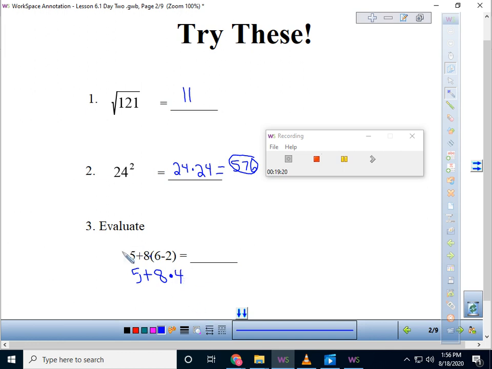The next thing we want to do is exponents. Do we have any exponents? Nope, no exponents. Next thing we have is multiplication and division. Do we have multiplication and division? Yes, we do. 8 times 4, which is 32. So this problem is 5 plus 32. And what's the answer to 5 plus 32?